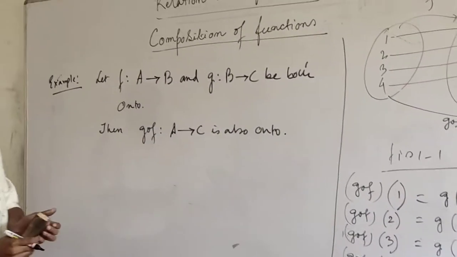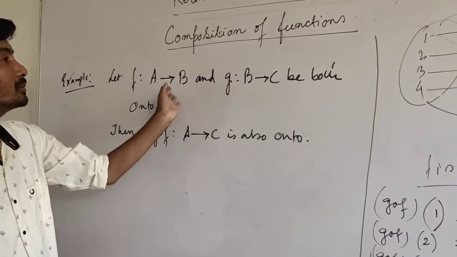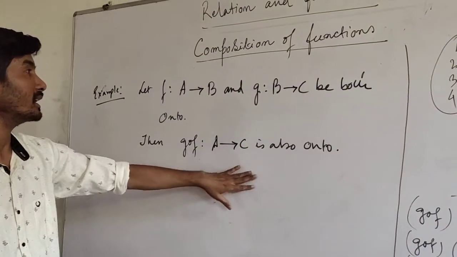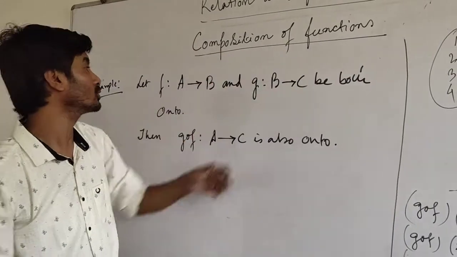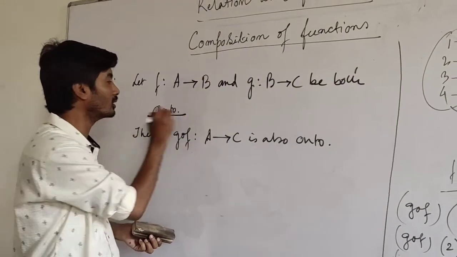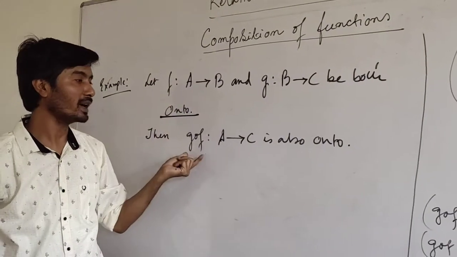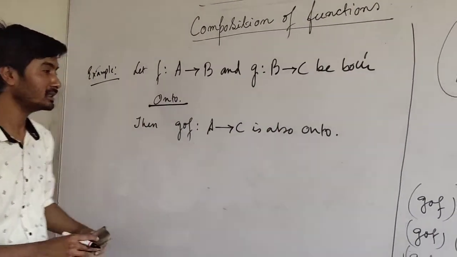For example, we know that whenever f and g are both one-one, their composition is again one-one. Here we have taken that whenever f and g are both onto, we need to prove that their composition g∘f is again an onto function. Let us see.